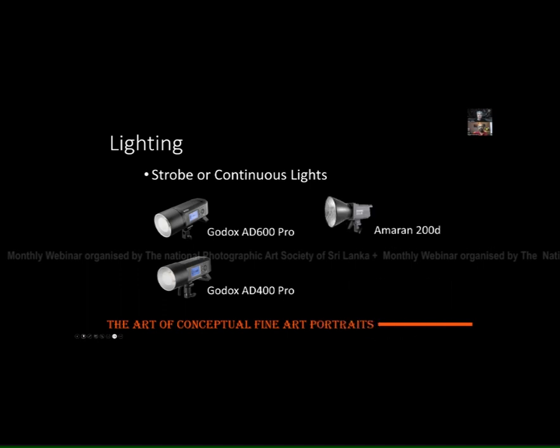And then for continuous lights, I like using the Amaran 200D and the 60D. For continuous lights, I shoot with two, because continuous lights are not as powerful. So there's a tendency to have some dark areas. So I need to fill that in, and I just fill it in with a 60-watt continuous light.